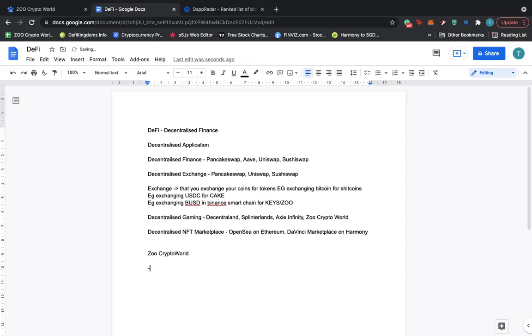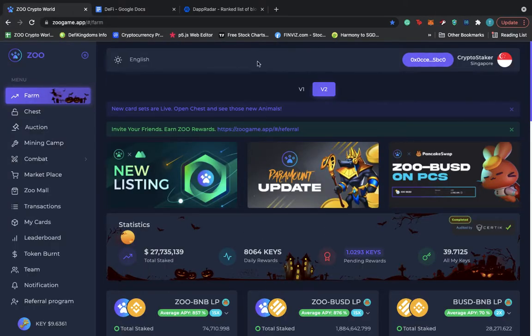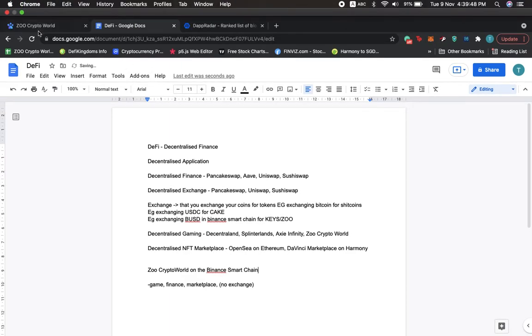It's a game. It's a finance. It's a marketplace, and no exchange. There's no exchange, so you cannot swap like Binance USD inside here. Also, it's on the Binance Smart Chain. What can you do in Zoo Crypto World?